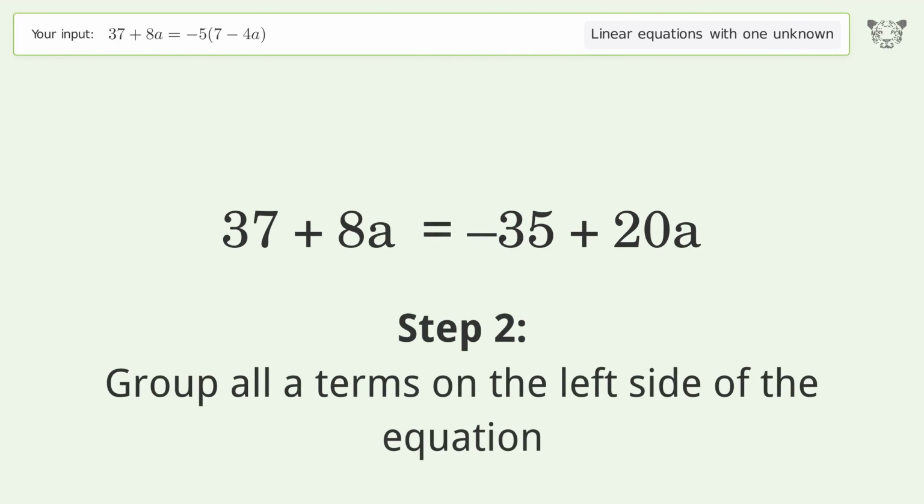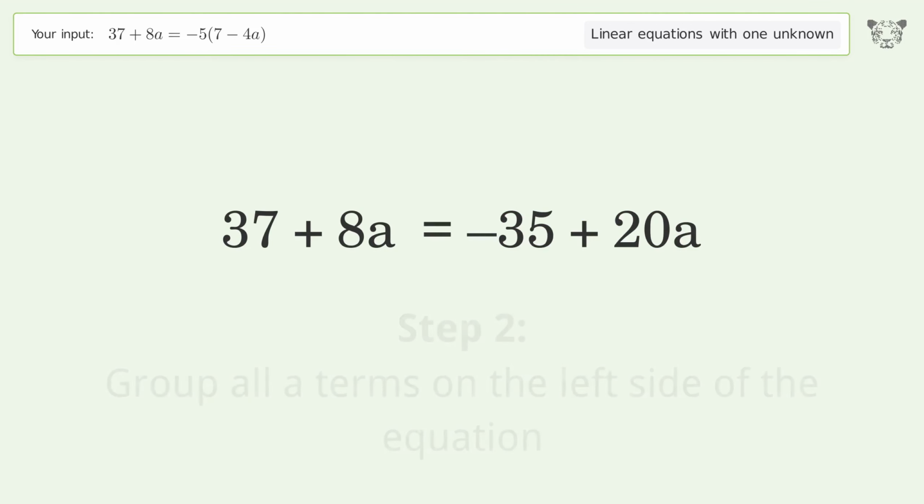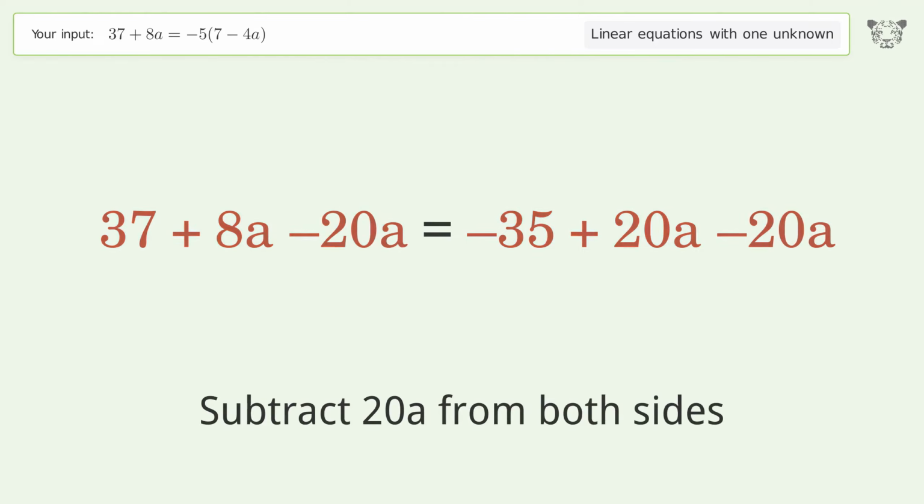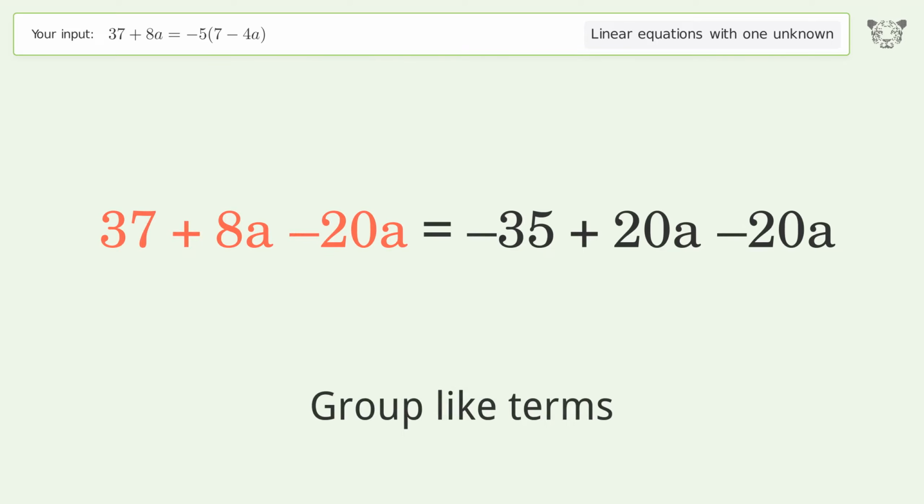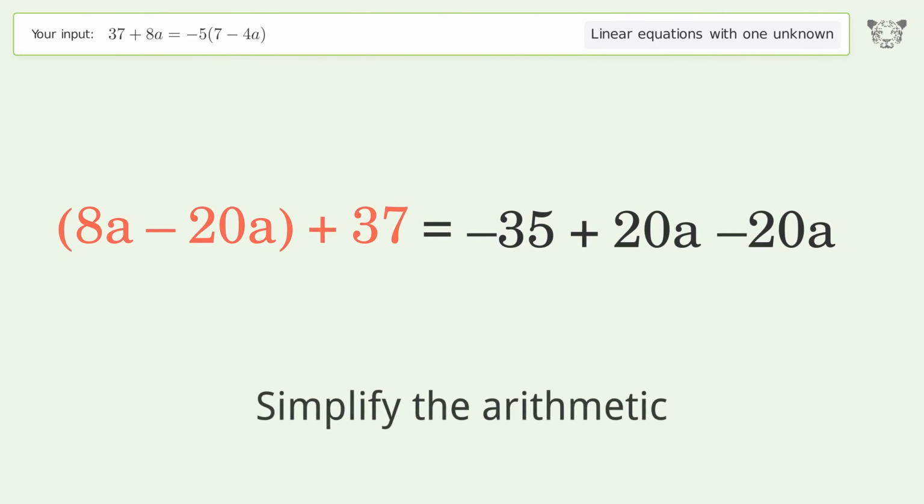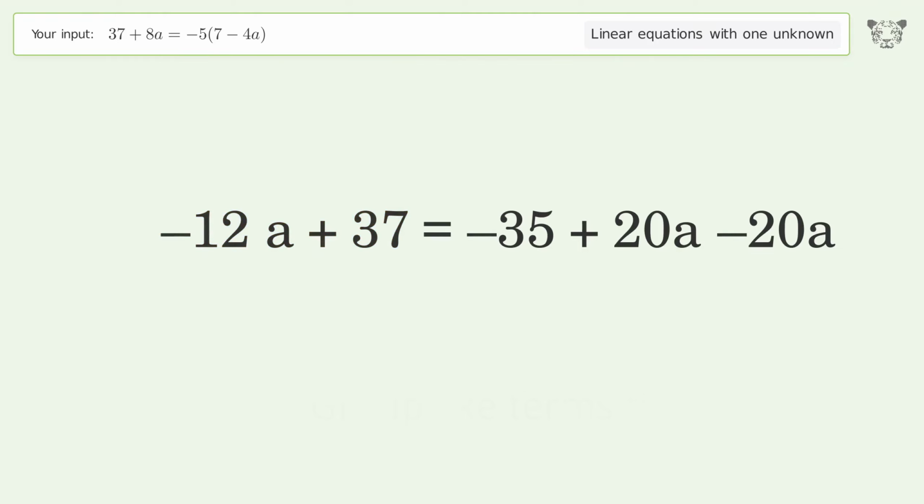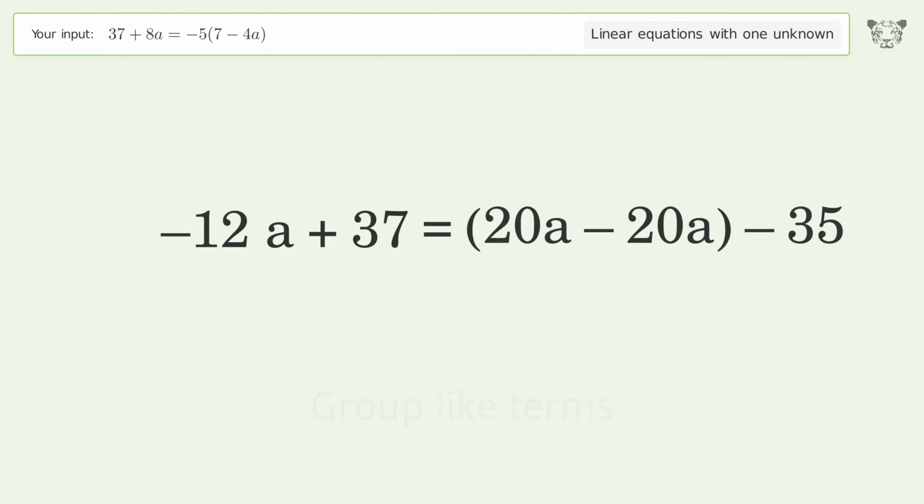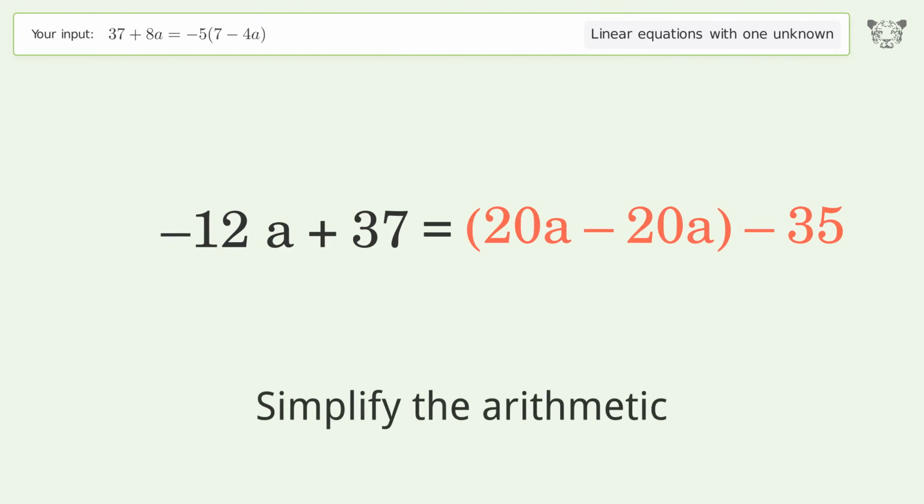Group all a terms on the left side of the equation. Subtract 20a from both sides. Group like terms. Simplify the arithmetic. Group like terms. Simplify the arithmetic.